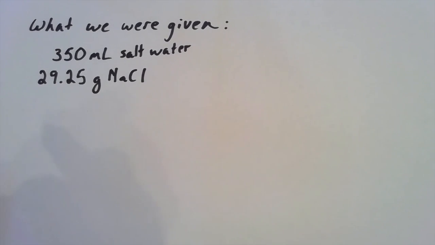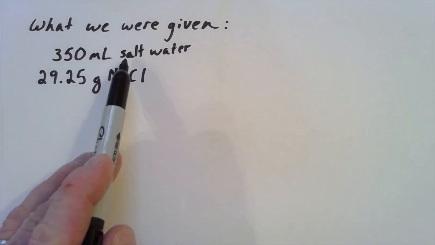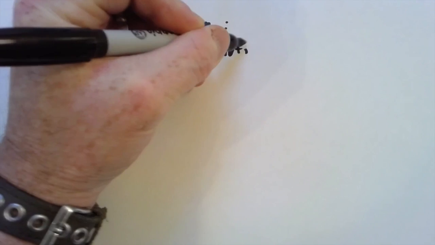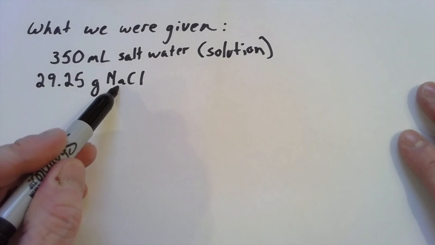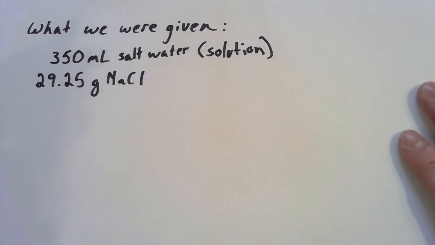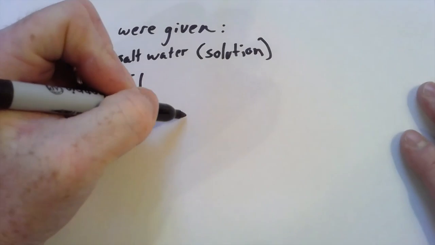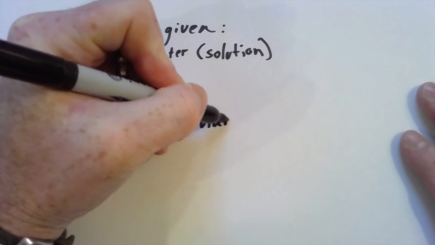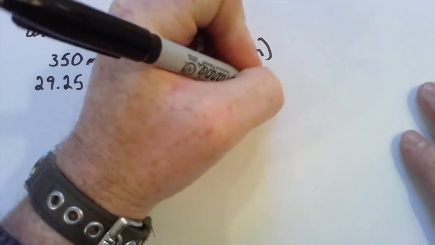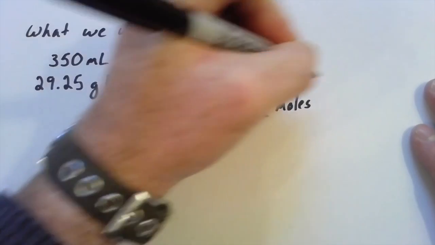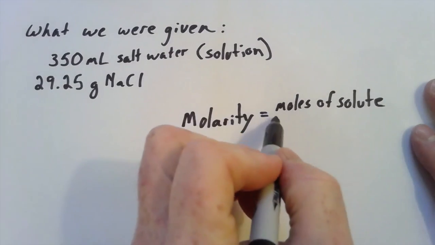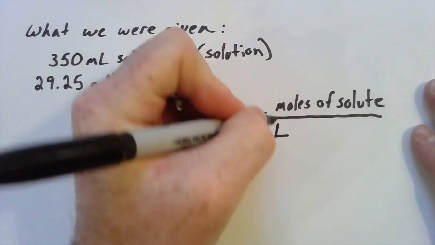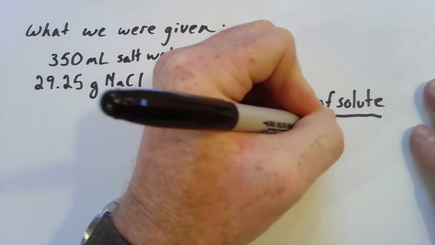So here's what we were given. We were given 350 milliliters of salt water. Now remember, that is the solution. And we were also given 29.25 grams of salt. What did we discover that we needed? Well, remember, molarity is equal to moles of solute divided by liters of solution.